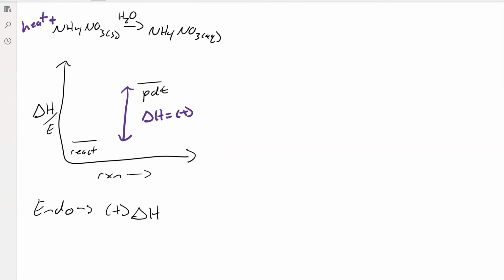So when you have an endothermic reaction, you will see a positive delta H. Because we're talking about what's happening to the reaction. In this case, the reaction is absorbing heat, it's gaining energy, so it has this positive delta H.